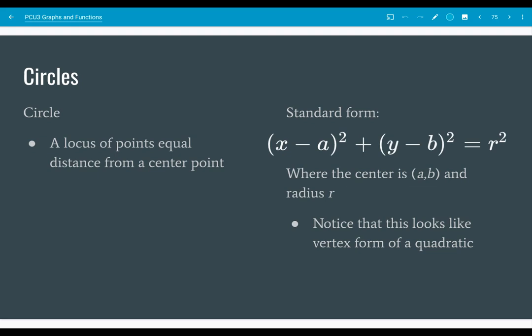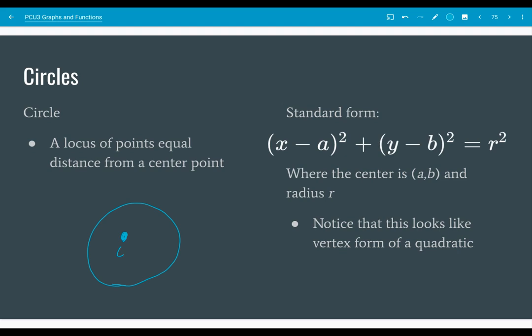Now we're going to talk about circles. Okay. The formal definition of a circle is a locus of points equal distance from a center point. So what that means is if we take a center here and we say a point this far away, and then we say a point here, as long as this distance is the same, it's part of a circle. And we could keep plotting points until eventually there'd be so many points that they would connect. And that is how we get a circle.